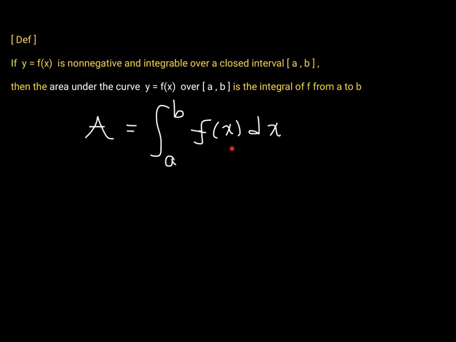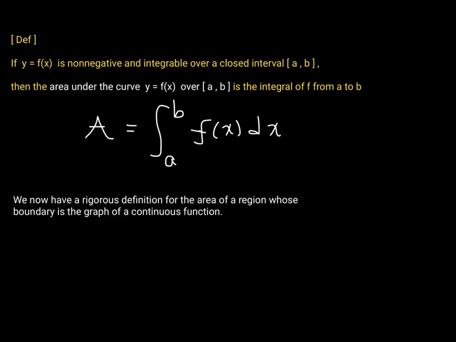So this integral from a to b represents the area underneath the curve, which is exactly what you and I were considering in earlier lessons. This is the first time we have a rigorous definition for the area of a region whose boundary is the graph of a continuous function. All right, very good. Now we can use this to calculate the area under curves.